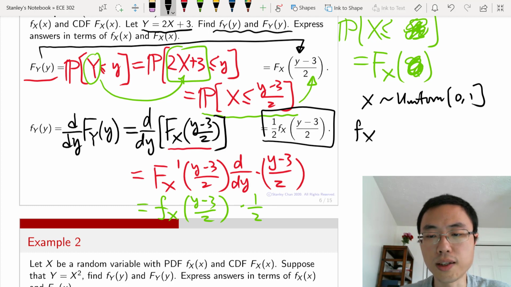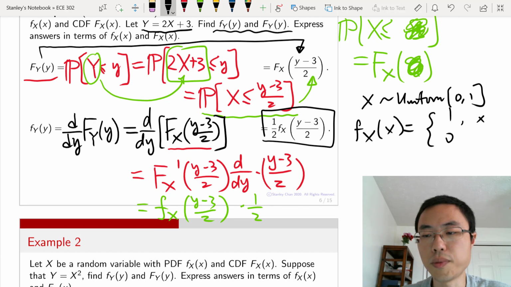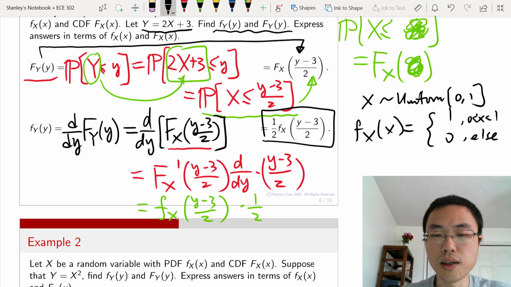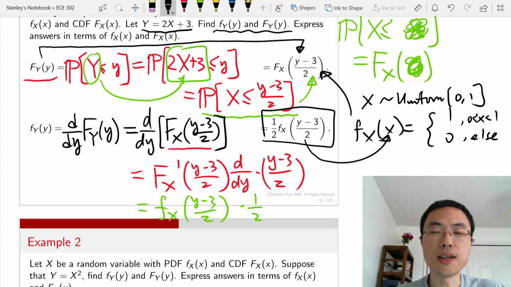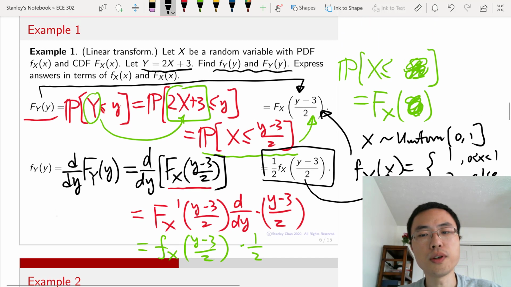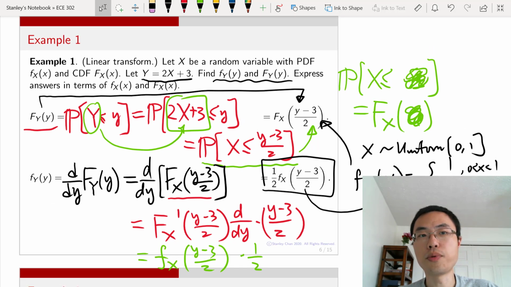Then my f_X will just be 1 when x is between 0 and 1, and otherwise you plug this number in, then you will be able to calculate the PDF of your Y. Okay, and then if you integrate, you will be able to get the CDF of Y. So this example illustrates the basic principles of our problem. You start with a PDF of X or CDF of X. You first find the CDF of Y, and then you take the derivative. You will be able to find the PDF of Y.